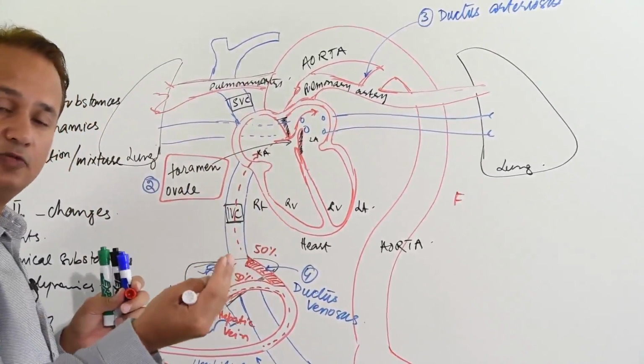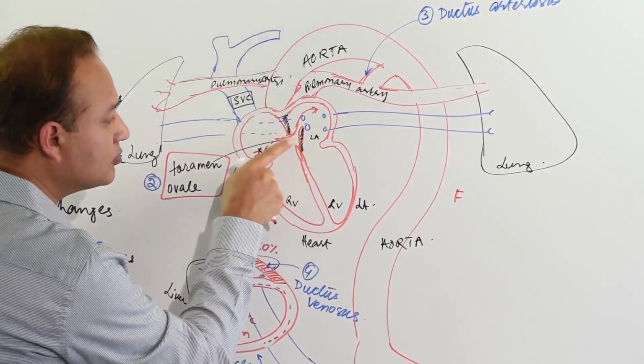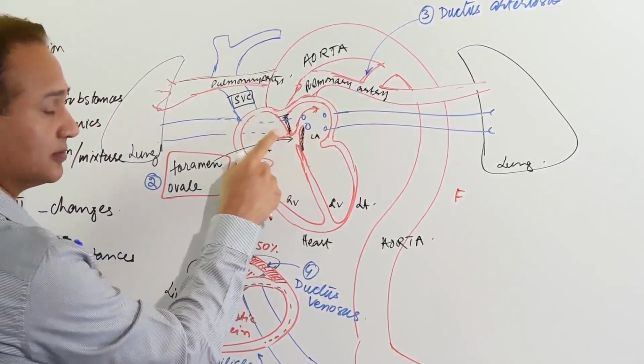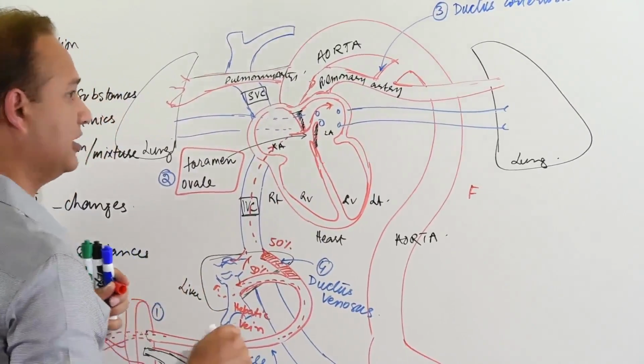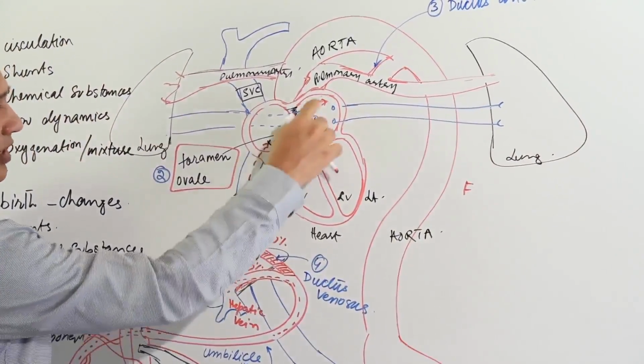It doesn't allow the blood to move from the left to the right because the septum primum acts as a valve that would close on the septum secundum, right? We've done that when we talked about the atrial interseptal development. That lecture should be somewhere over here. So this is the one flow.